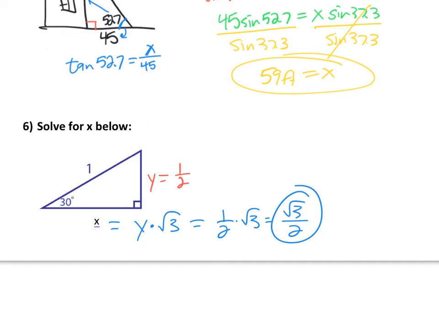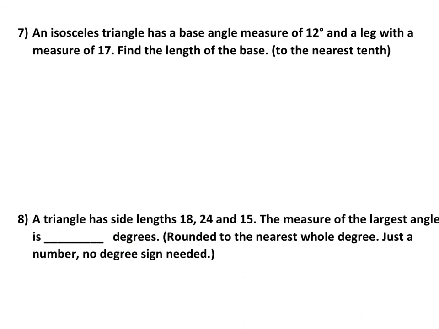All right, moving on to number 7 here. An isosceles triangle, okay, has a base angle measure of 12 degrees, so we need to be able to draw this out. So I'm going to do that here. So an isosceles triangle means we have two congruent sides. Okay, base angle measure of 12 degrees, with a leg measure of 17. So 17, the legs are 17 here and here.